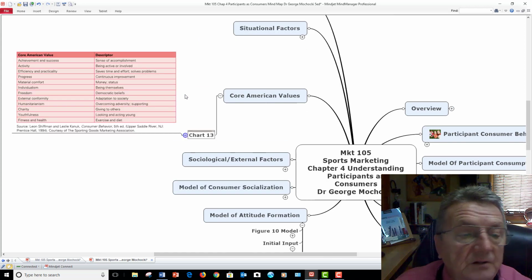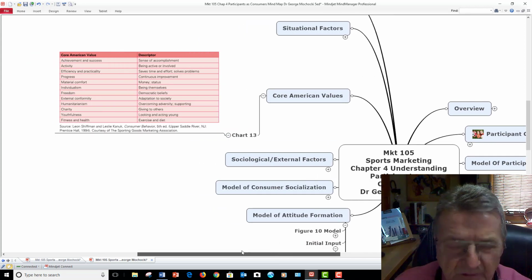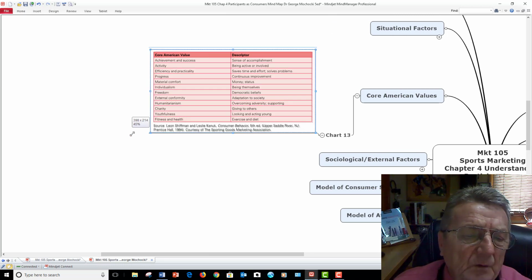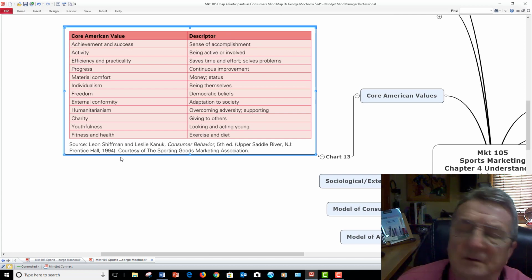Okay, so let's go to core values. And again, we've got a chart here. I just wanted to print it out because I think there's a little bit more in the book. So read it. I'm just trying to give you a quick summary.